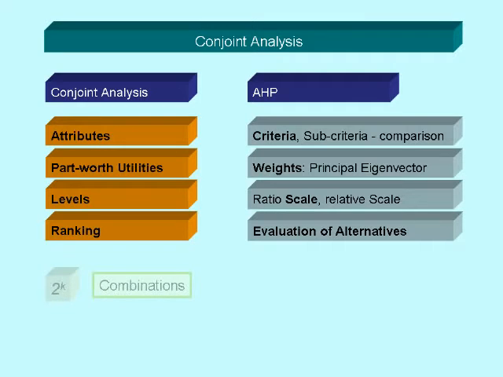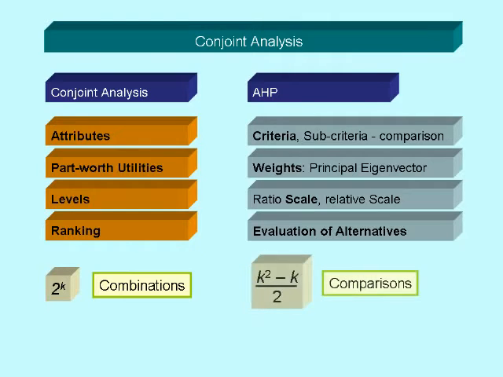Now, in a conjoint analysis with a full factorial design, 2 to the power of k combinations have to be ranked. In AHP, we need only (k squared minus k) over 2 pairwise comparisons. For example, with 4 attributes or criteria, there are 16 combinations to be ranked in conjoint analysis, but only 6 pairwise comparisons in AHP.